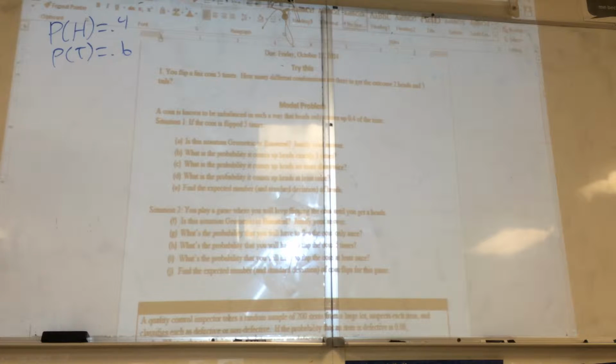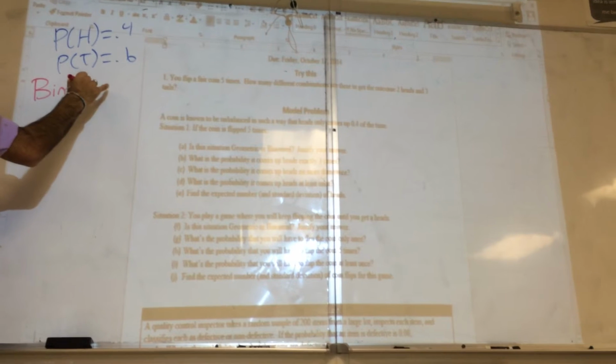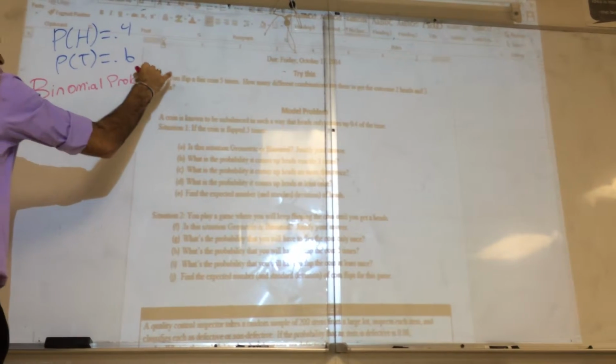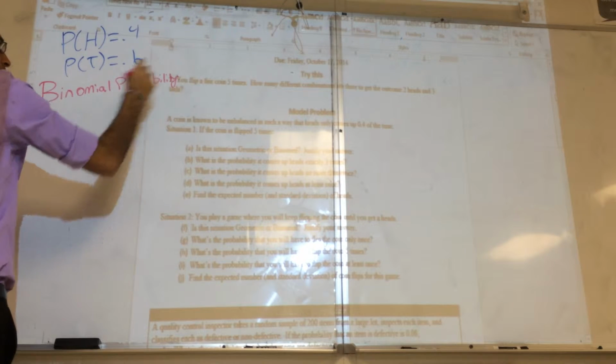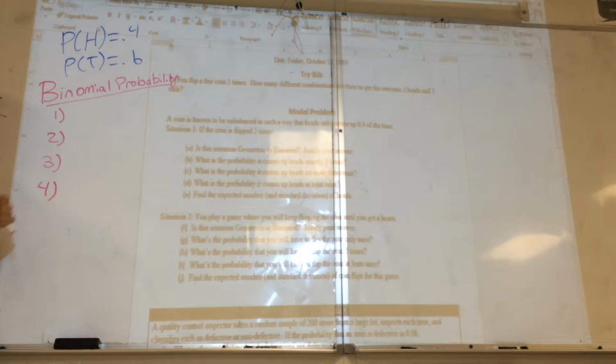So the first one: is the situation geometric or binomial? You have no idea what these words are, so let's define them. So there are 2 types of probabilities. The first is a binomial probability. And there are 4 things that must be true in order to have a binomial probability. I'll explain what these 4 things are.